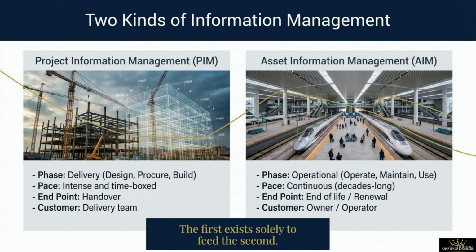In stark contrast, Asset Information Management, or AIM, operates within the operational phase, where the asset is actively operated, maintained, and used. The pace here is continuous and steady, stretching across decades-long timelines until the asset reaches its ultimate renewal or end-of-life cycle. The customer for this model is the owner or operator. You must internalize this absolute rule. The first environment exists solely to feed data into the second. Let's map this unified data flow across the complete lifecycle loop.